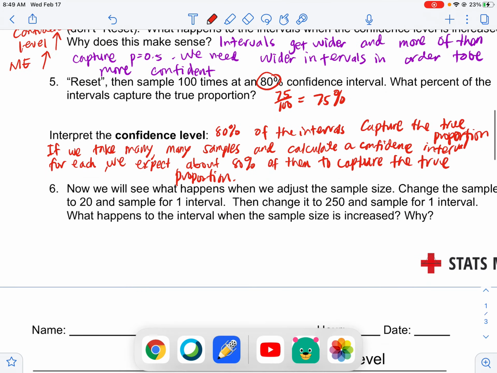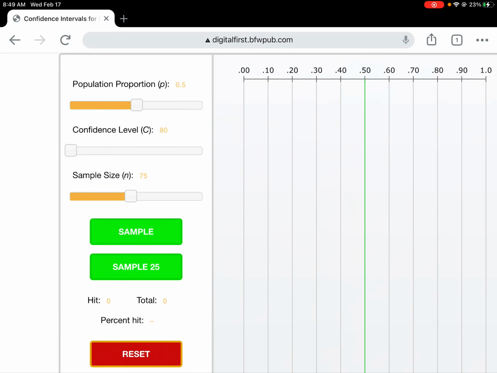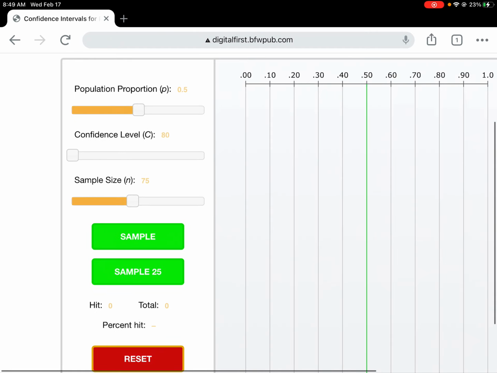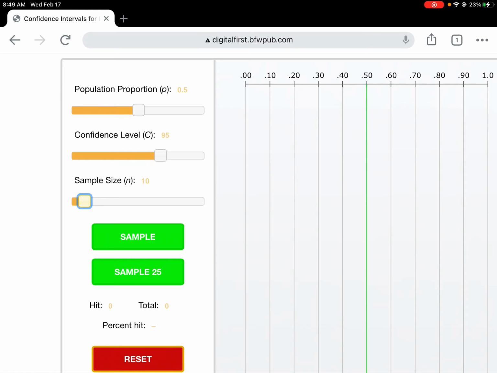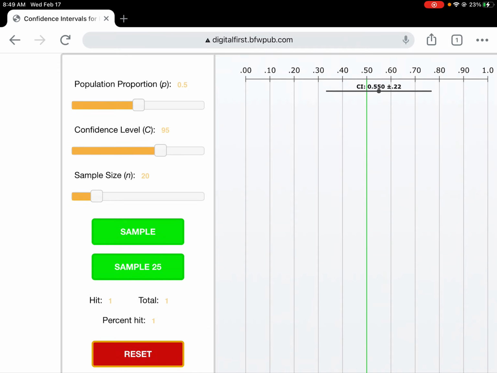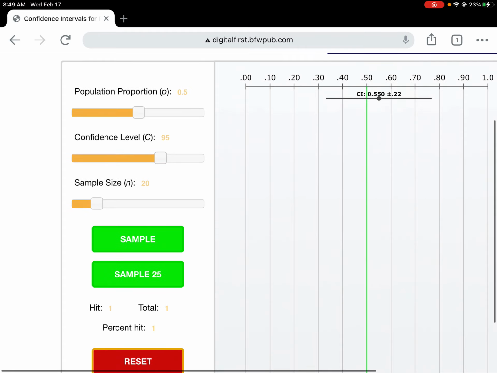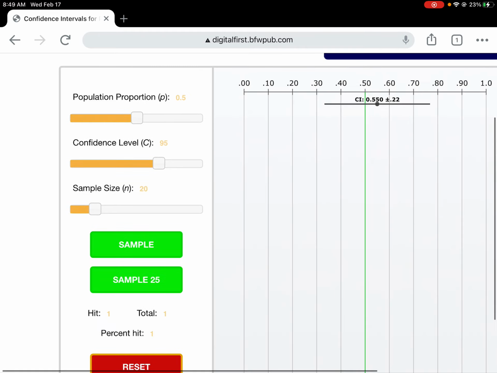Okay, let's reset everything first. So let's put it back to a confidence level of 95. And then we're going to do a sample of, how much? 20? There. Sample size of 20, and then we'll take one sample. Okay? So right now, this is my sample. This is my confidence interval.